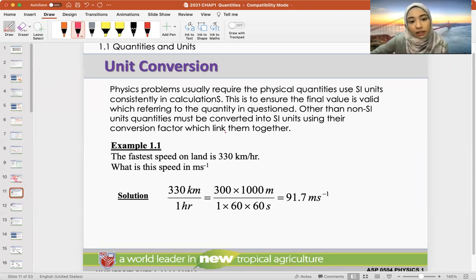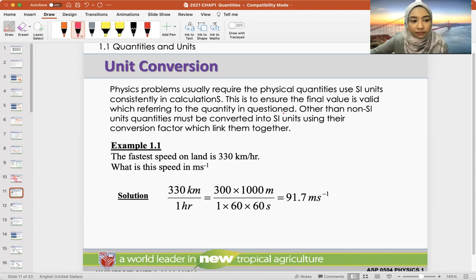Other than non-SI units, quantities must be converted into SI units. For example, if you have something in inches, please convert it to SI, which is meters, before using it in the equation. Okay, I must highlight this. All equations use SI unit unless it states otherwise.